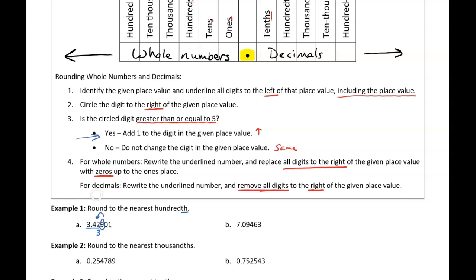Now to write our answer. For decimals, we rewrite the underlined number with our change. In this case, our underlined number is 3.43, and we remove all the digits to the right of that. So we drop the 9, the 0, and the 1, and our rounded answer is 3.43.